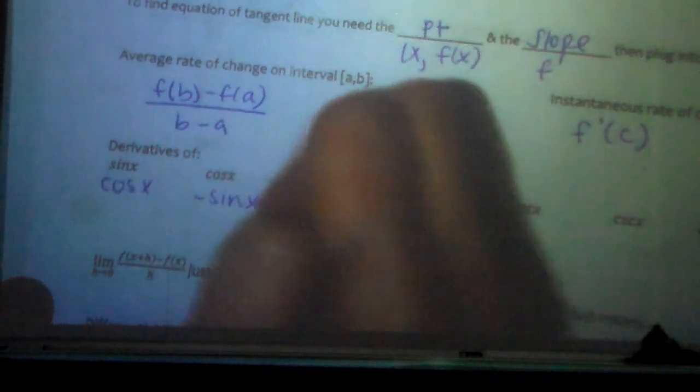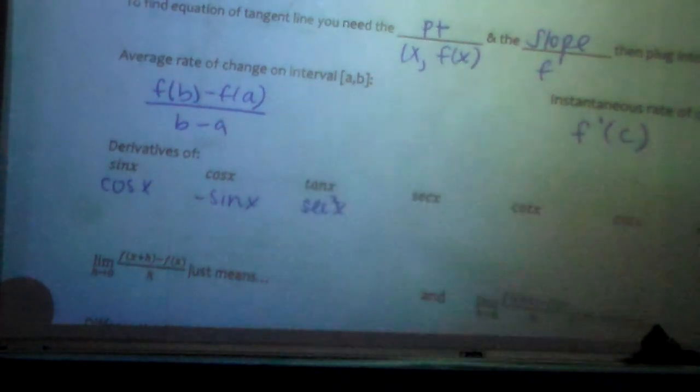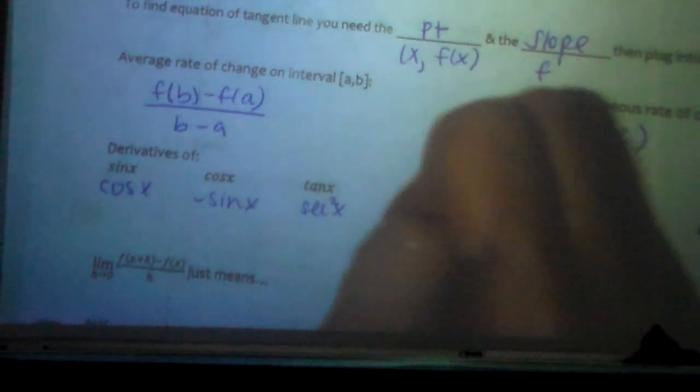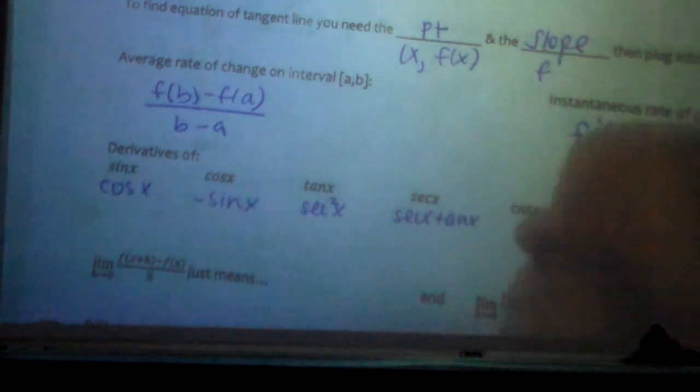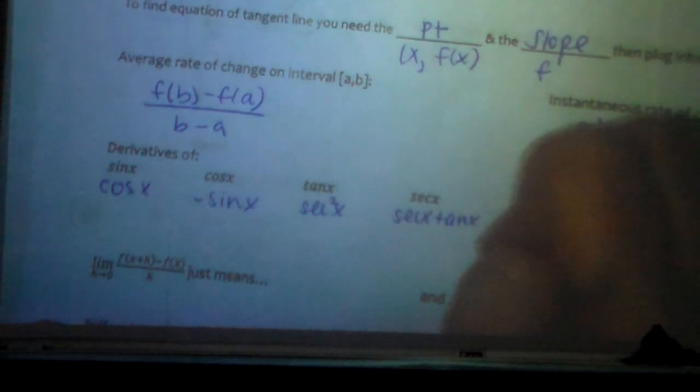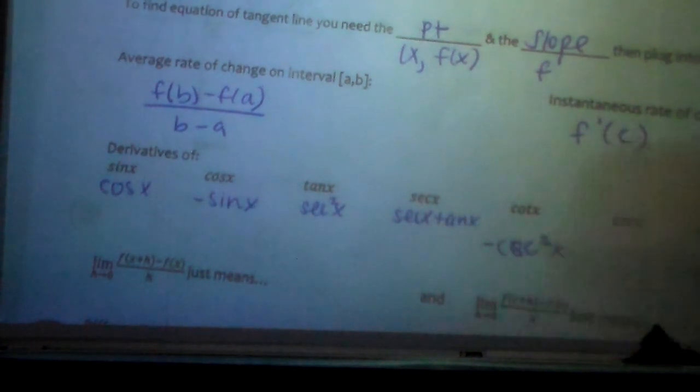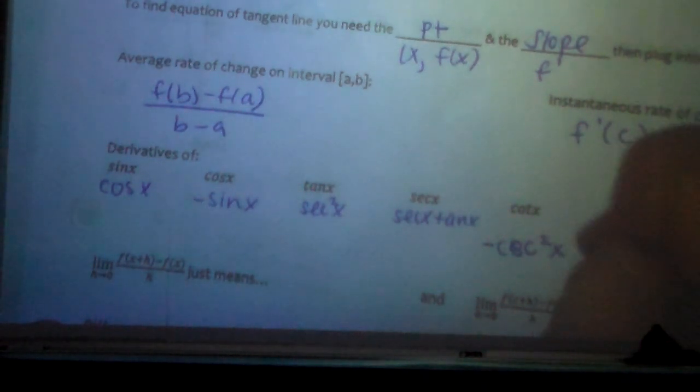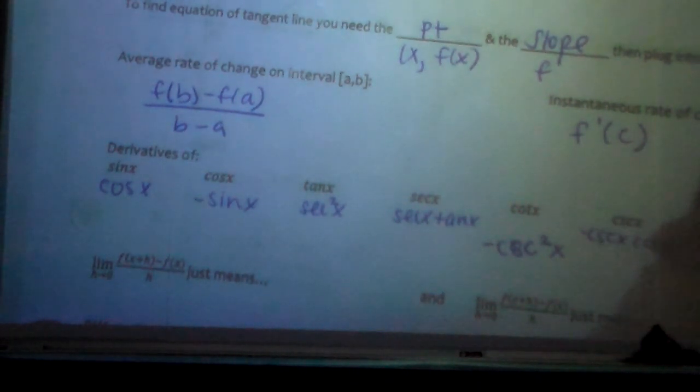Derivative of sine is cosine, derivative of cosine is negative sine, derivative of tangent is secant squared, derivative of secant is secant times tangent, derivative of cotangent is negative cosecant squared, derivative of cosecant is negative cosecant cotangent, derivative of e to the x is just e to the x, derivative of natural log of x is 1 over x.